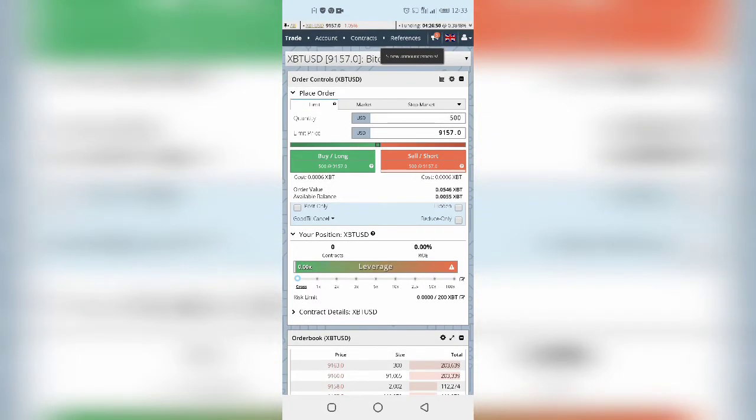So here's the thing: when you get a typical signal, let's take for example that Bitcoin is expected to go up. In Bitmex, going up means buying long, going down means selling short. So whenever you hear the terminology buy long, just know that the price is expected to go up, and when you hear sell short, just know that the price is expected to go down.